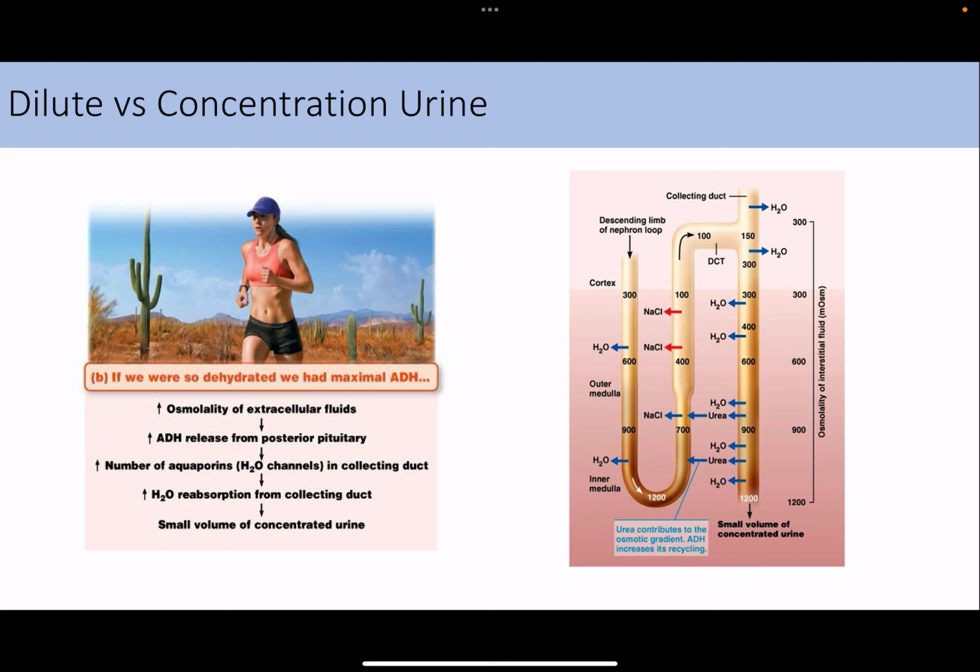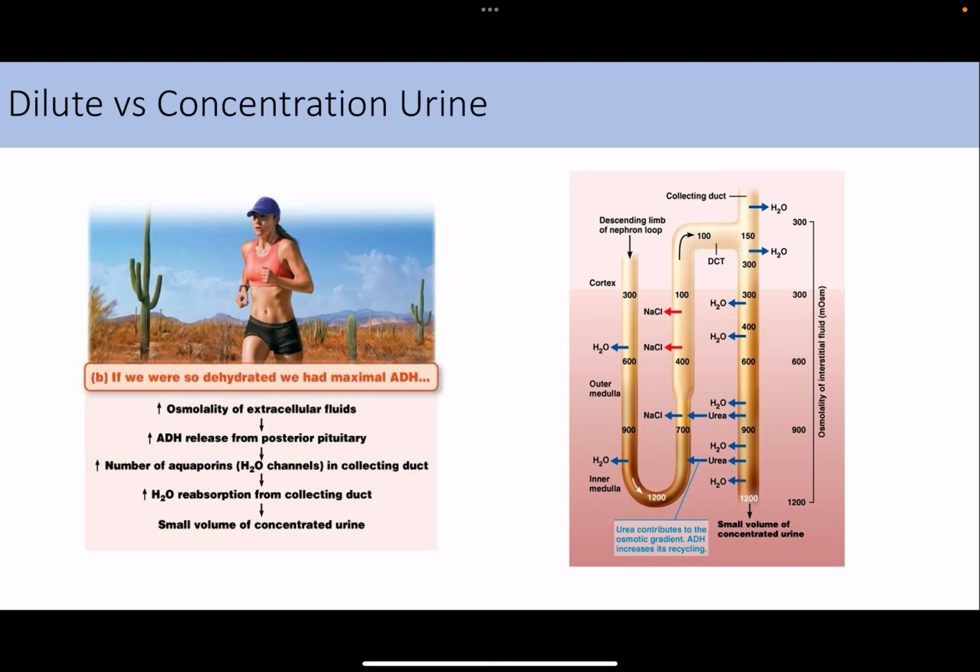So if you're dehydrated, the osmolality of your extracellular fluids is going to go up, so you're going to be very concentrated, which is going to cause more ADH to be released from the posterior pituitary gland, which means we're going to have more aquaporins placed into the collecting duct so we can reabsorb more water back into the blood, so we have more water reabsorption from the collecting duct.